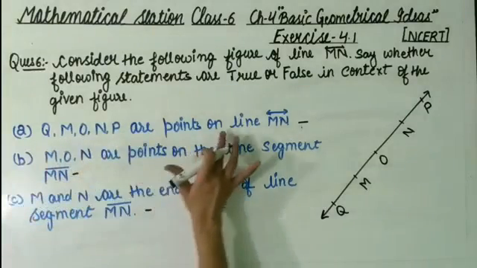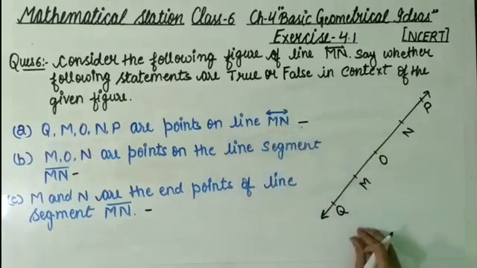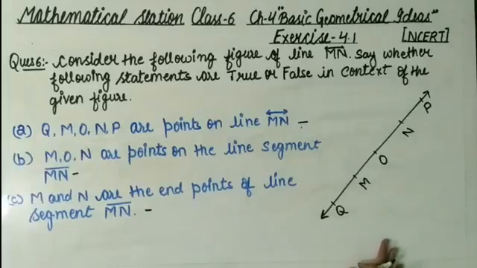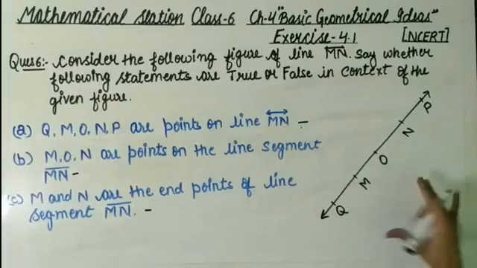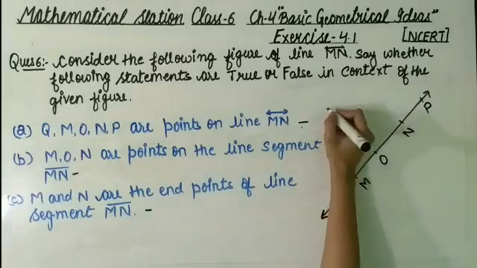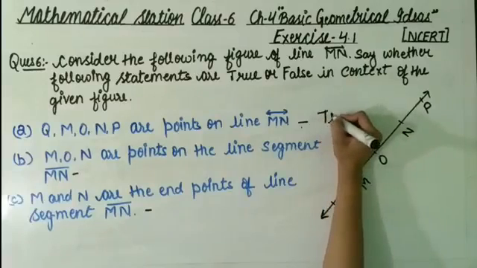First one under it is: Q, M, O, and P are points on line MN. This whole line from here to there is our line MN and all the points are on it. So this statement is true.